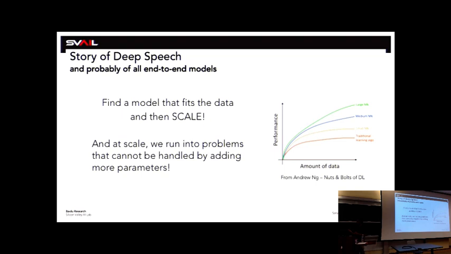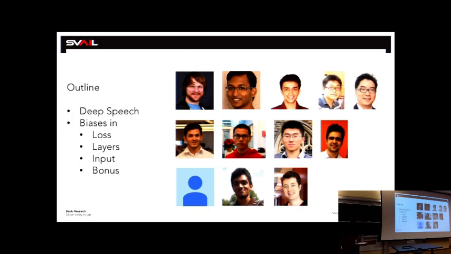In this talk, we'll see what kinds of issues we saw when we were scaling the Deep Speech model, what kinds of biases were implicit in the model, and how we fixed them to get it into production. All right. So as of right now, this is unpublished work. We have a draft in the works, and we should be putting it on arXiv soon. All of this work is done by my teammates at Baidu Silicon Valley AI Lab.